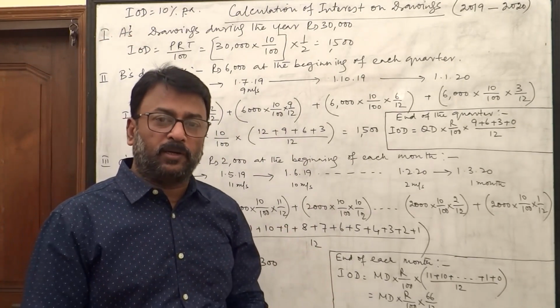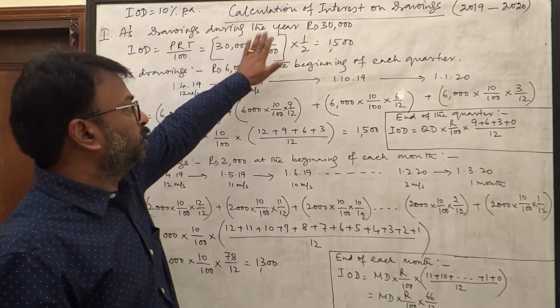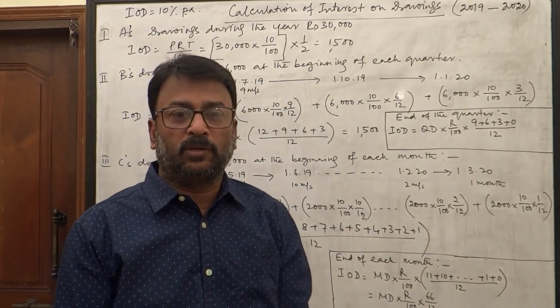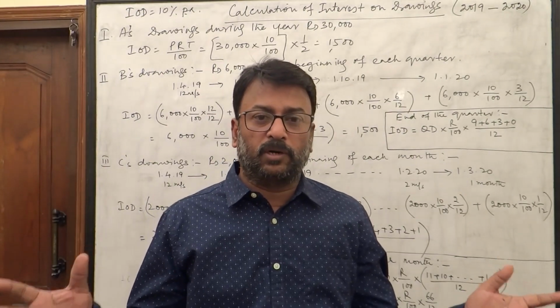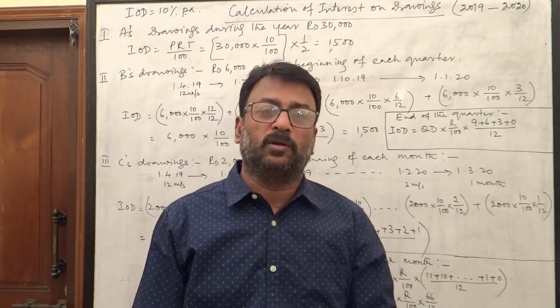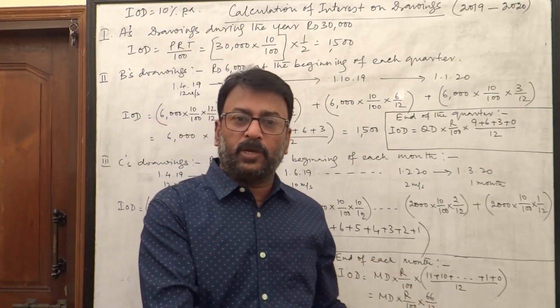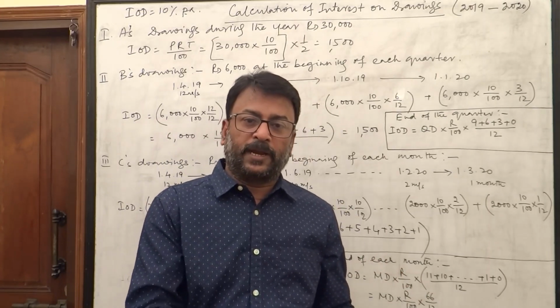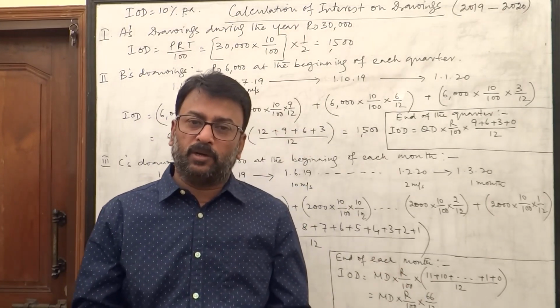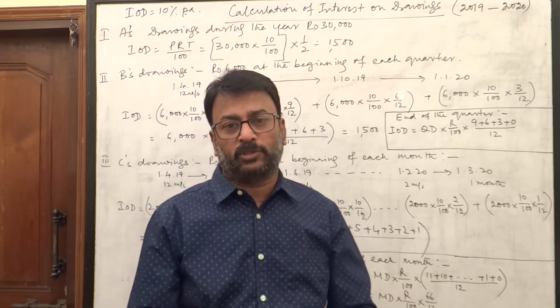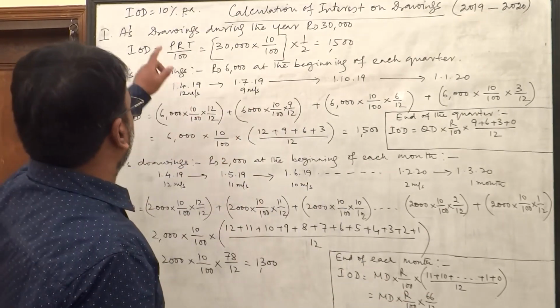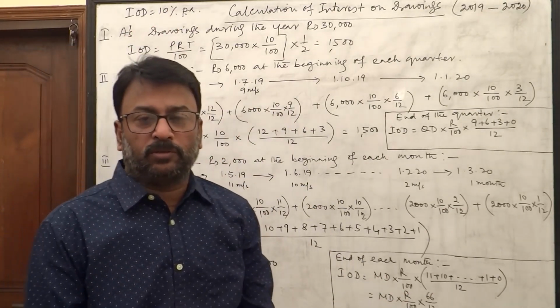A is one of the partners. A's drawing during the year is 30,000. It is not given when he has drawn the 30,000: at the beginning of the year, second month, middle of the year, end of the year, no information. The rate of interest I have taken is 10%.